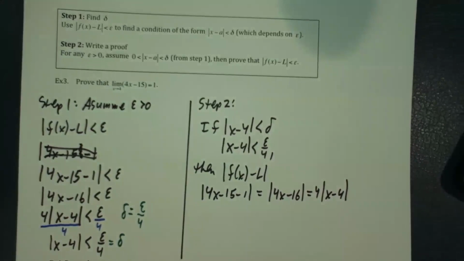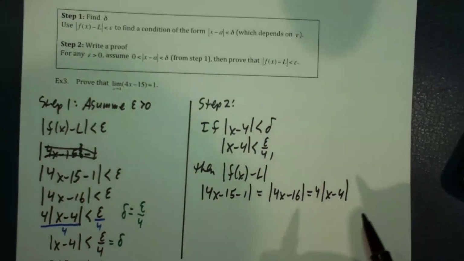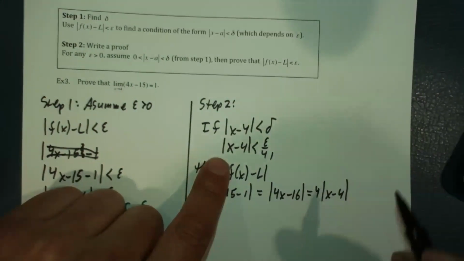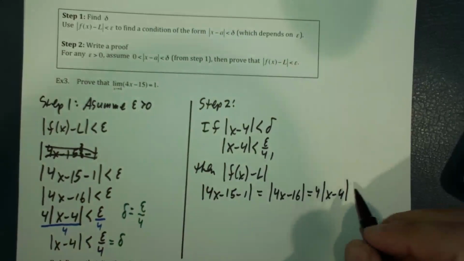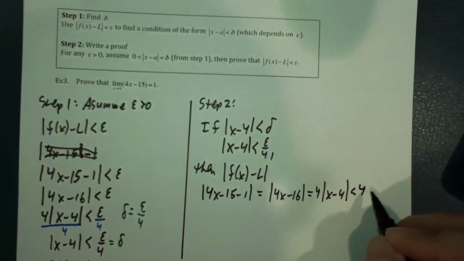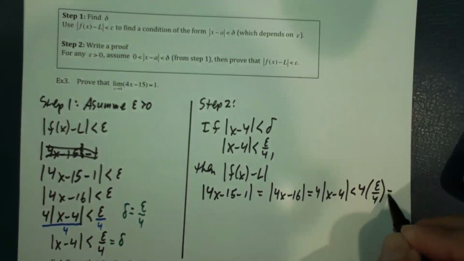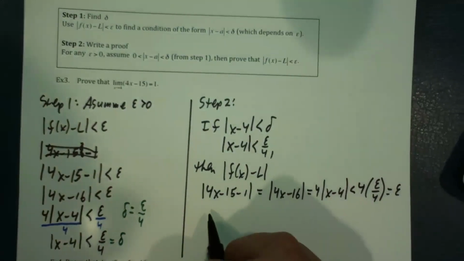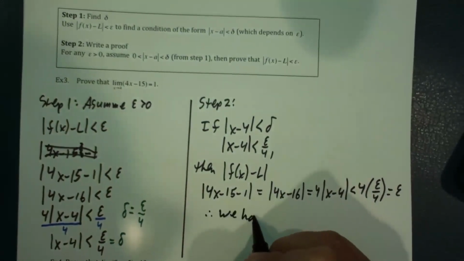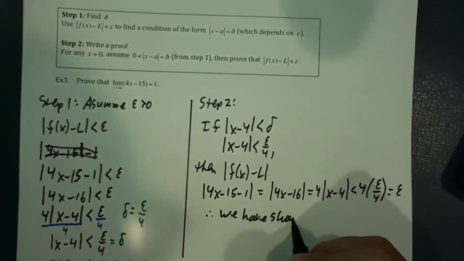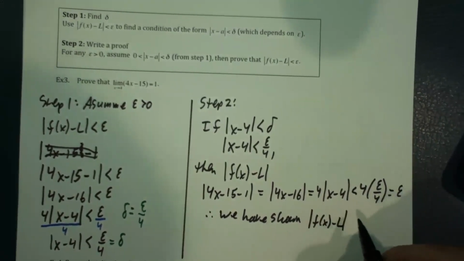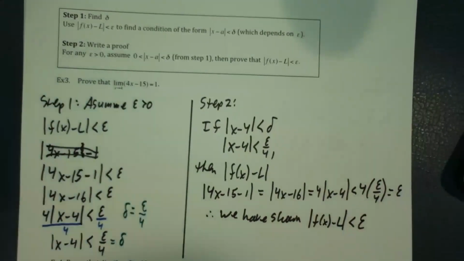All right, so we now have this. And we know that we have this statement here. And notice that's exactly 4 times that, which means this is going to be less than 4 times epsilon over 4, which is just epsilon, which is what we're trying to prove. Therefore, we have shown less than epsilon.